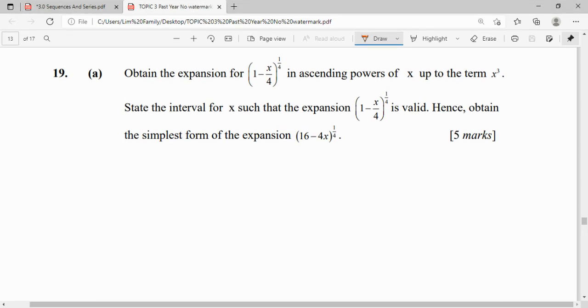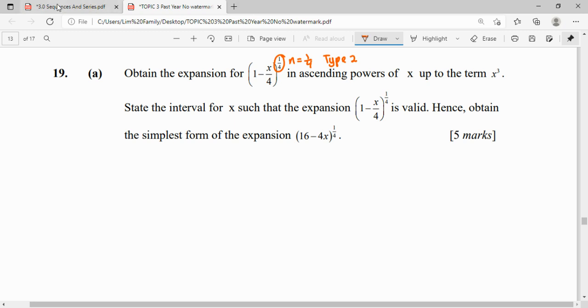So for this question 19a, we are going to obtain its expansion for this binomial. We can see our power here is n equals 1 over 4, which is not a positive integer. It is positive, but it is not an integer. It is a rational number. So we are going to use formula of type 2.